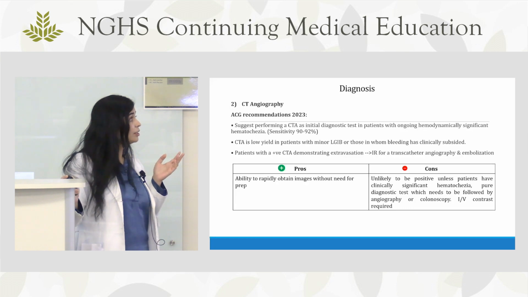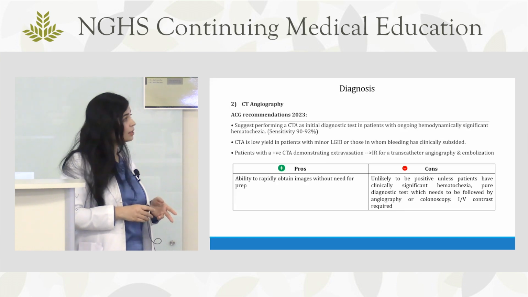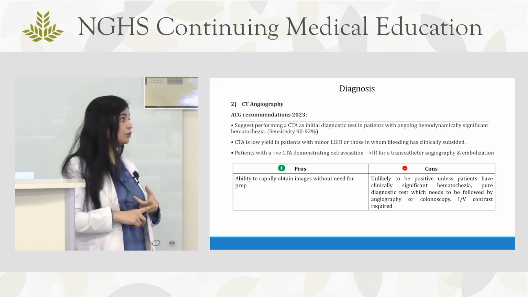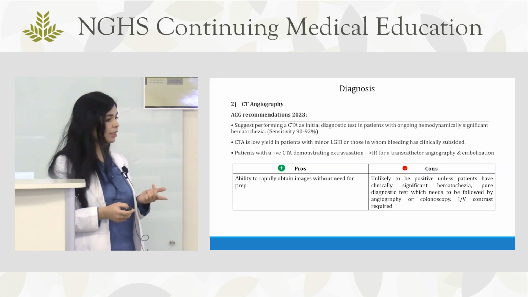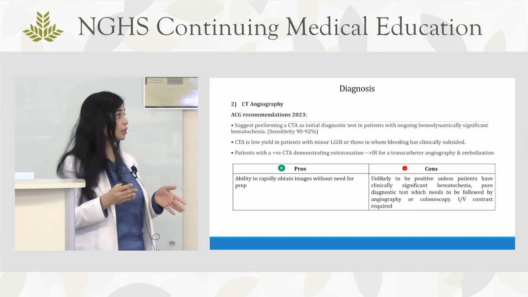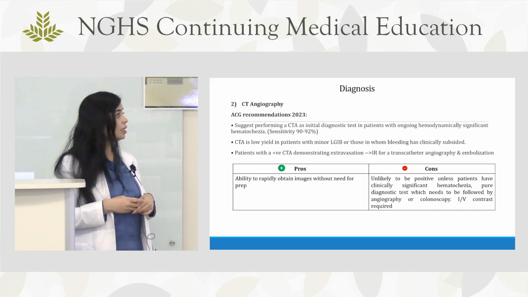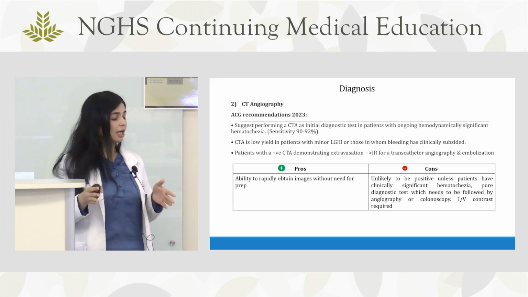So they do now recommend CTA as the initial diagnostic test, but that's only when your patient is having a hemodynamically significant lower GI bleeding. So yes, you can do it. It's first line. The sensitivity is 90 to 92%, but you have to do it within the first 4 hours of them coming in with a lower GI bleed. That's hemodynamically significant, so their vitals have to be unstable, and you most likely find something. It is of very low yield if you've passed that timeline.